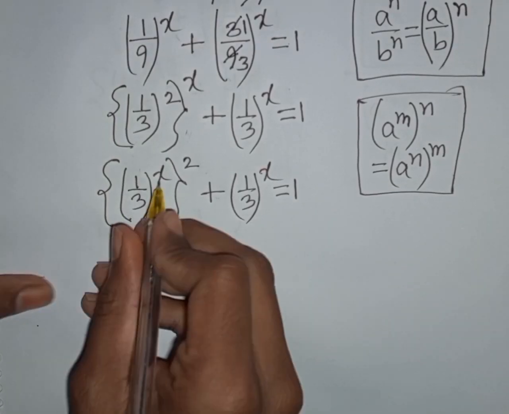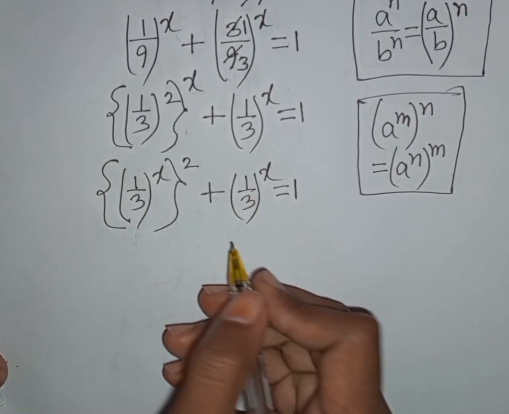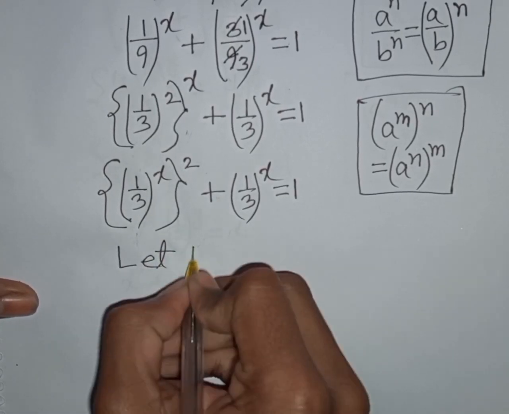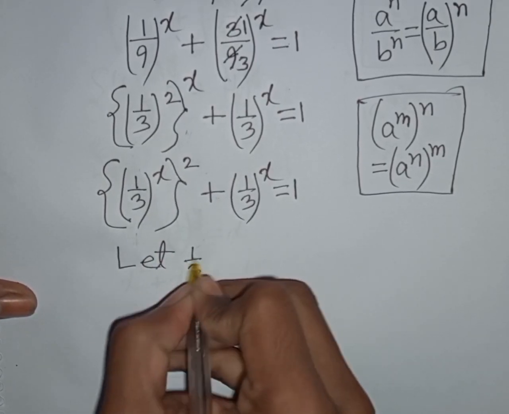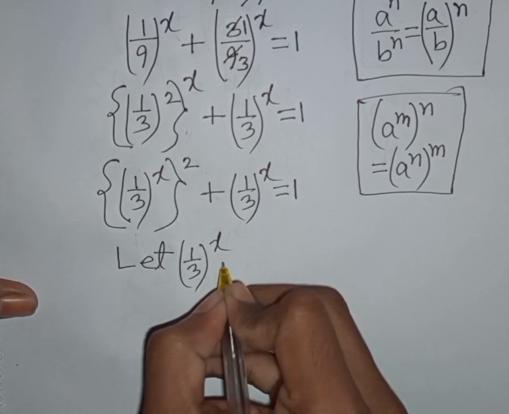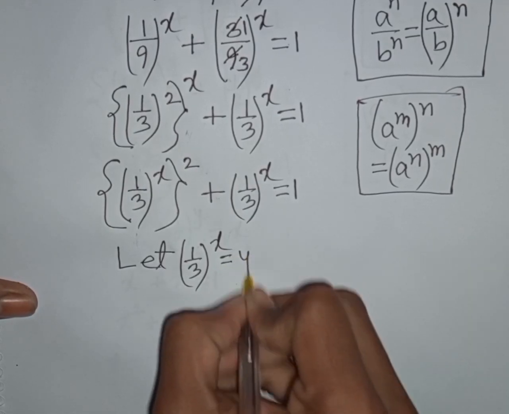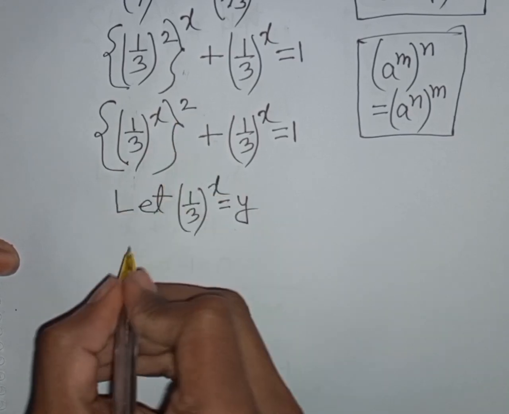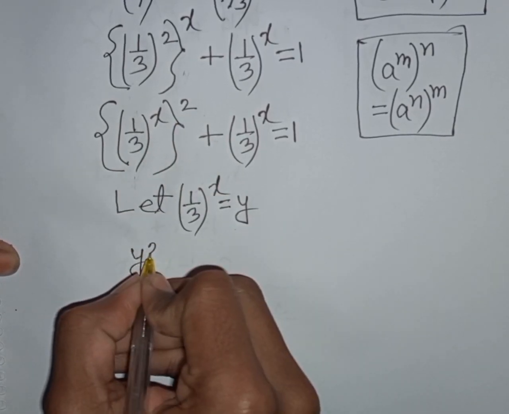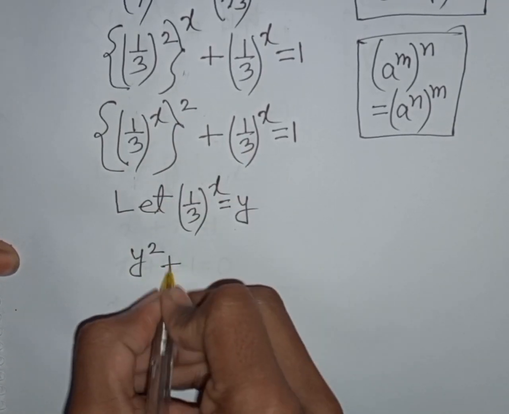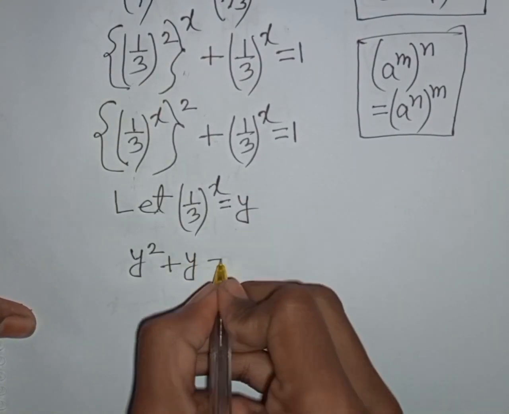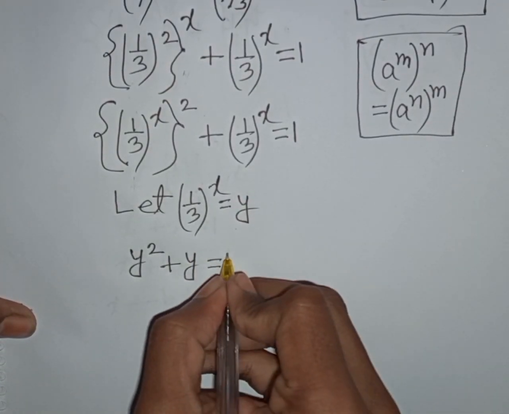Now we see 1 by 3 bracket power x and 1 by 3 bracket power x, both terms are the same. So let 1 by 3 bracket power x be substituted by y. So our equation will be y square plus y is equal to 1.